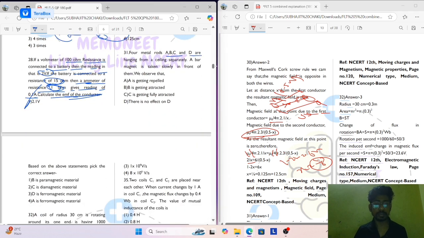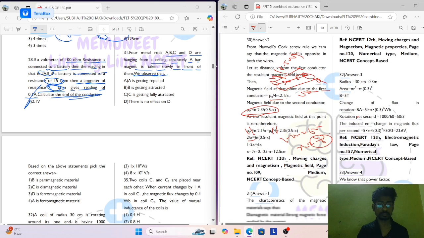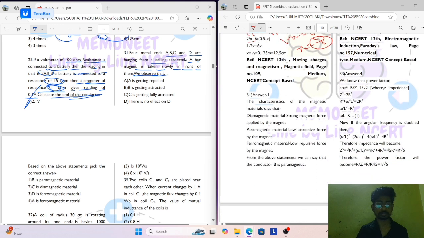Four metal rods A, B, C, D are hanging from a ceiling separately. A bar magnet is taken slowly in front of them. We observed that. Characteristic of a magnet is that a diamagnetic material experiences a strong magnetic force, but a paramagnetic one, a low force.